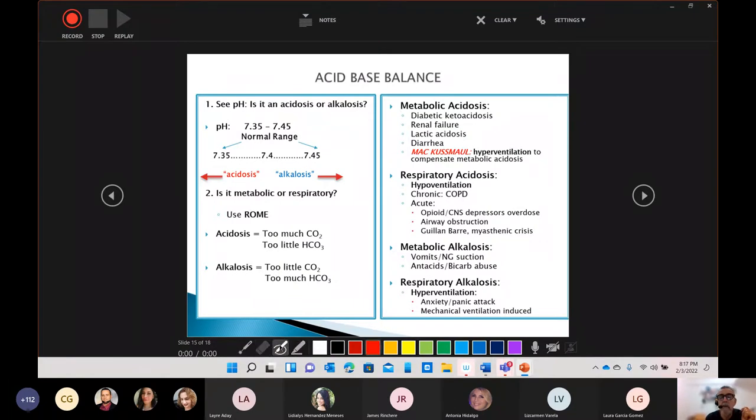Make sense? Very well. When we hypoventilate, when there is a problem in the respiratory center, when there is a problem in the nerves and the muscles, when there is a problem in the airway mainly.